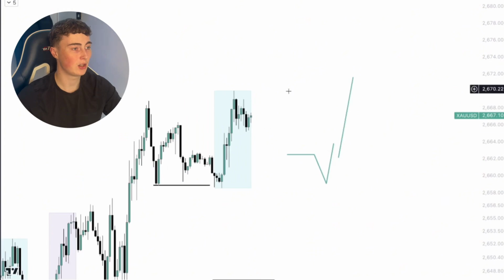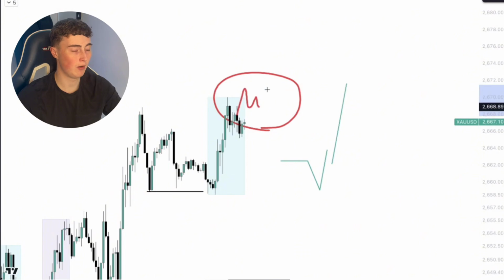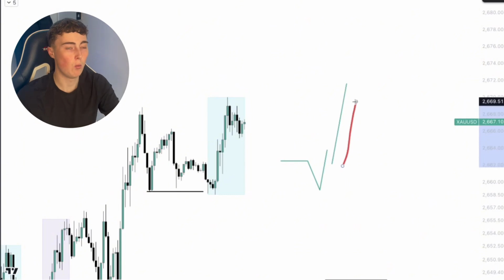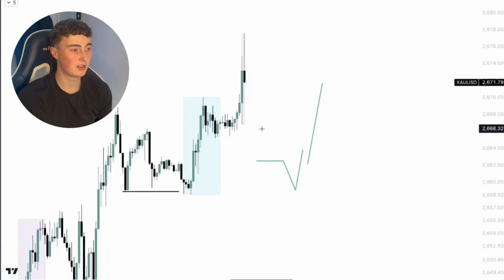And using this daily cycle, I know that in between sessions price is likely to just chop around. I'm only expecting price to continue the expansion once the kill zone hits, because that's what the daily cycle says. So if I play this out, you can see that in between sessions, price is extremely choppy.